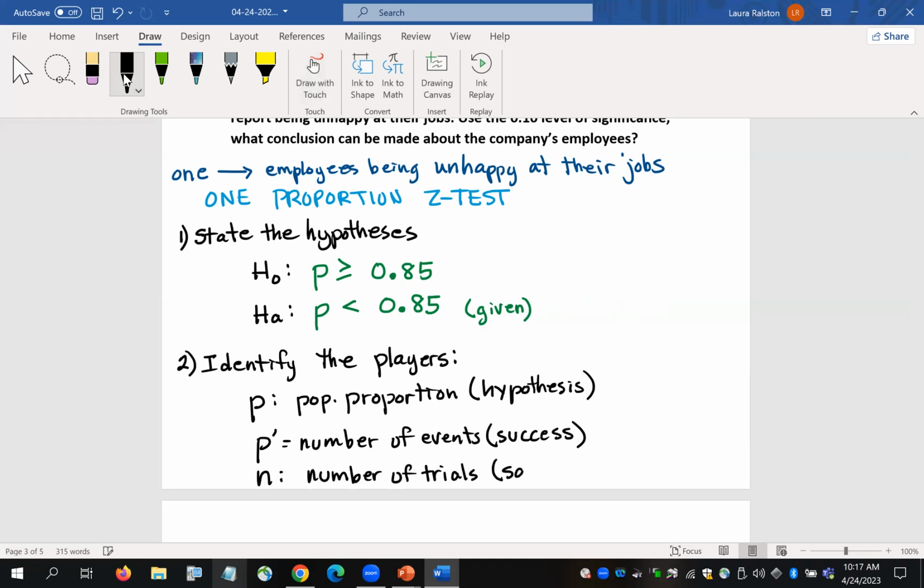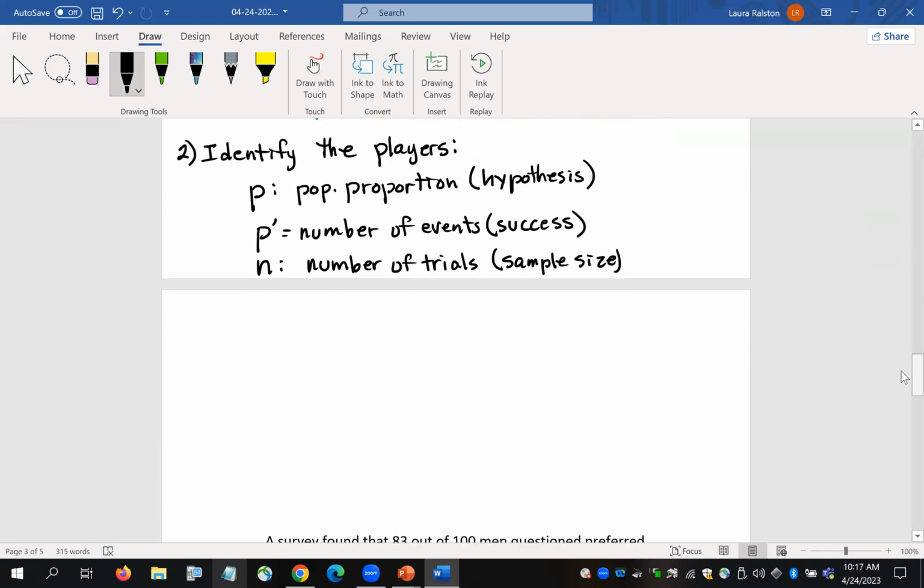That's your sample size. And you have alpha, which is your level of significance. And then you should be able to calculate your confidence level.